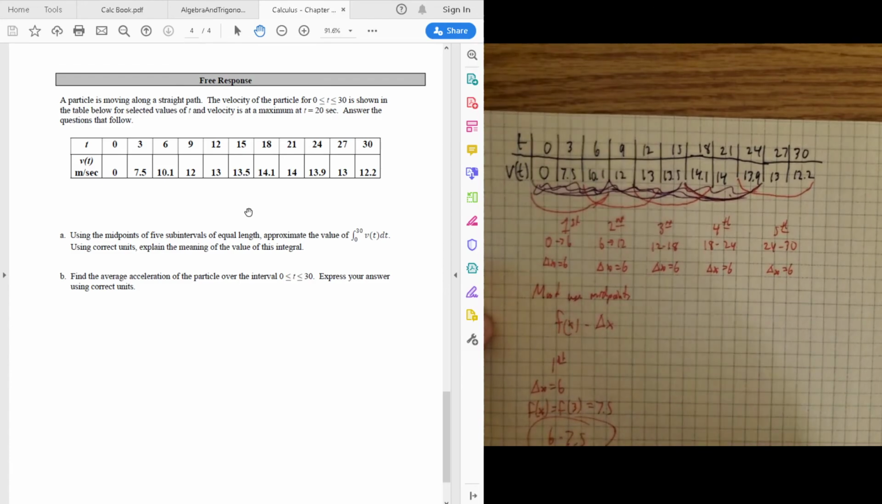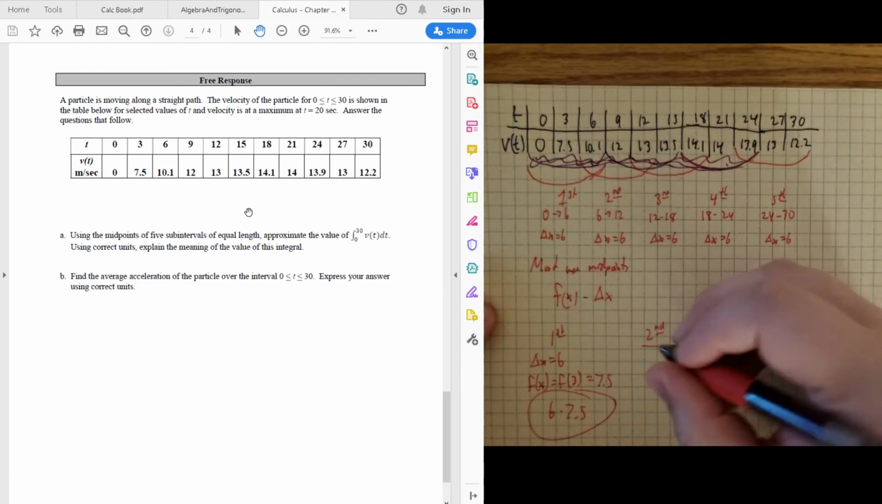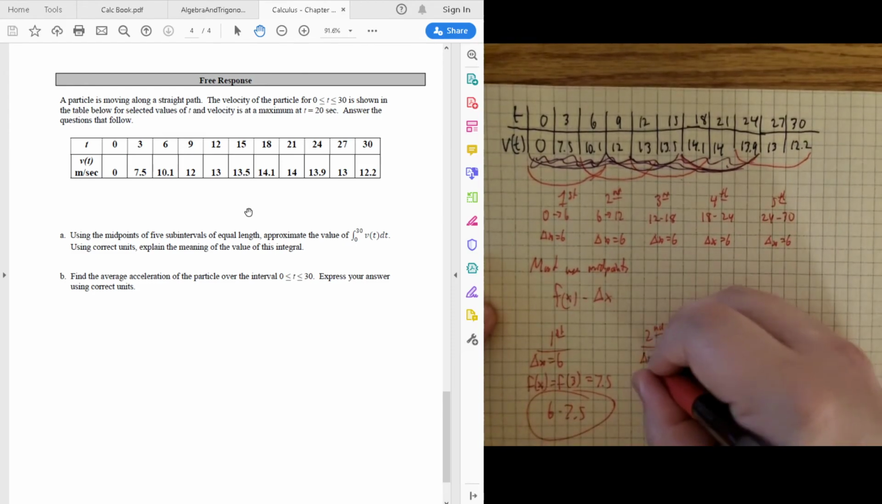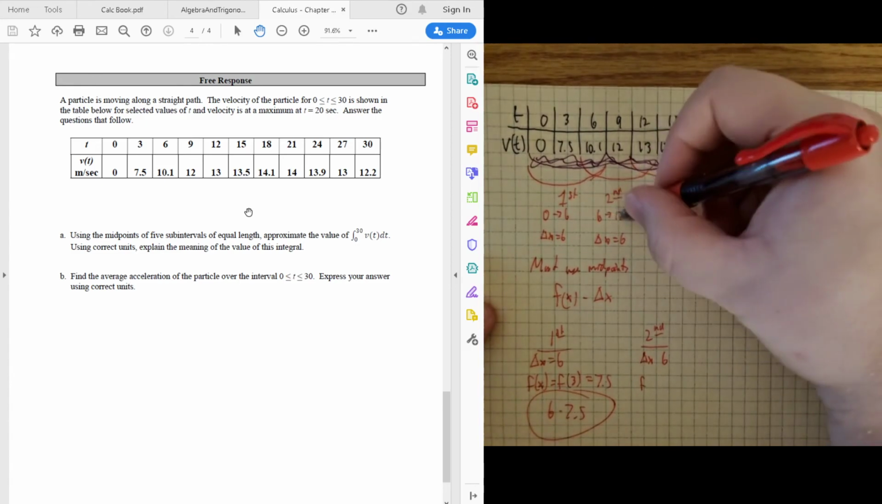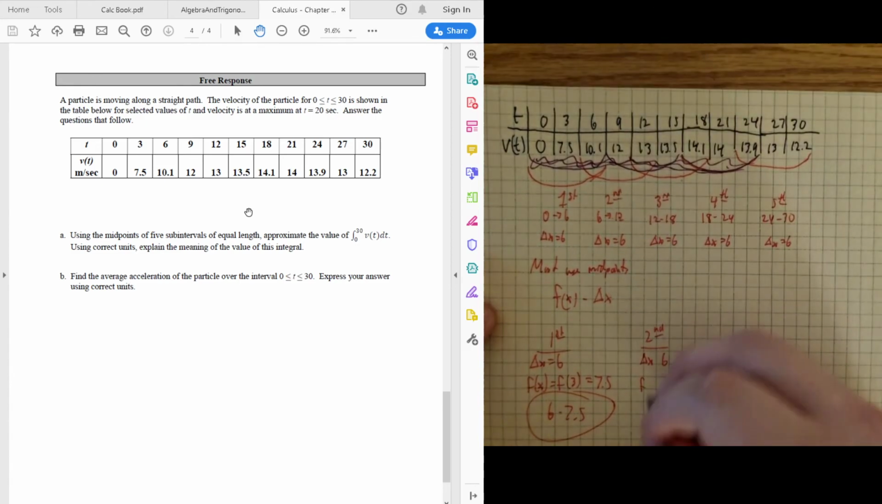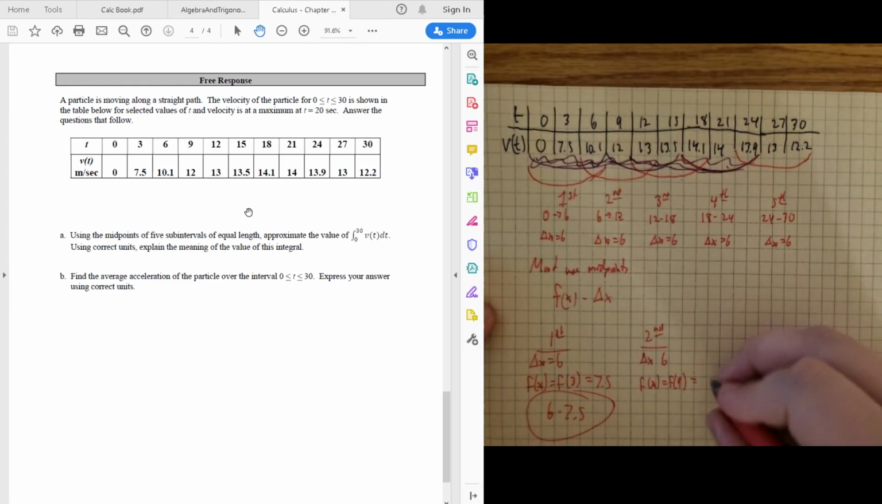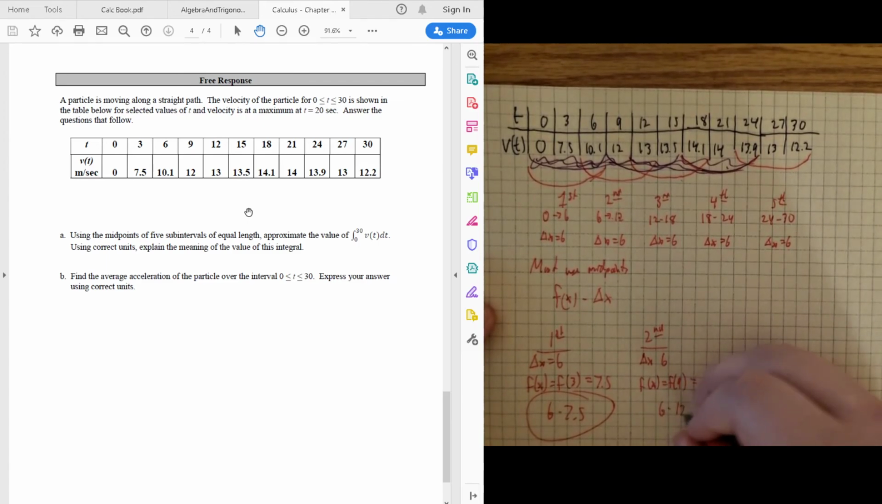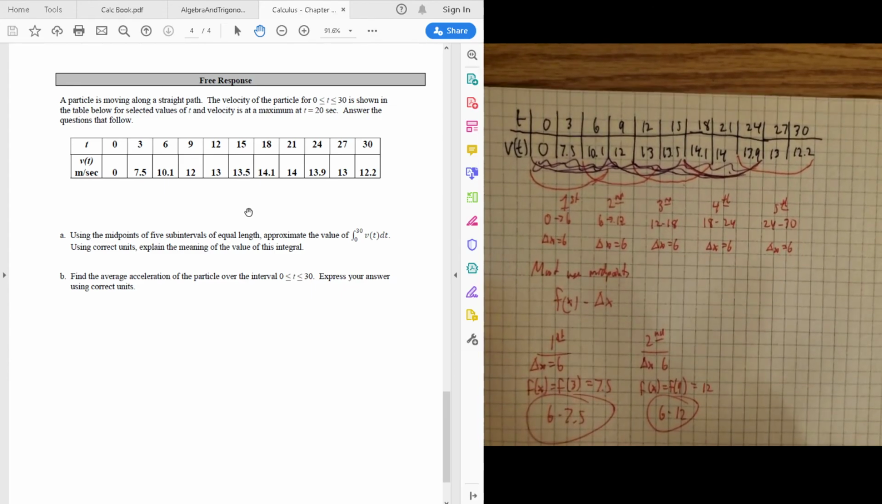For the second one, same process. My delta x is 6. The midpoint of this one, so it goes from 6 to 12, the middle of those two is 9. So if it asks me what my f of x is, I need to choose f of 9, and f of 9 is 12. So I do 6 times 12. And I keep doing this for all 5 subintervals.